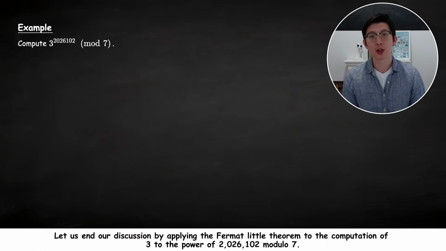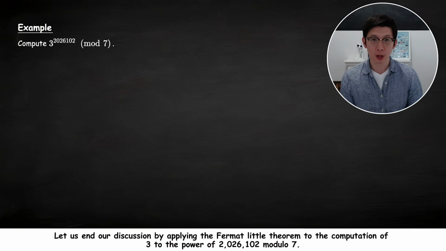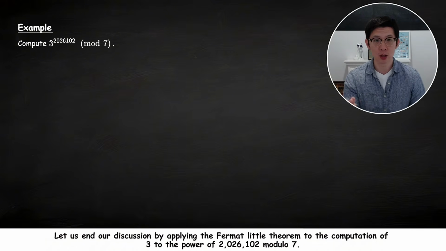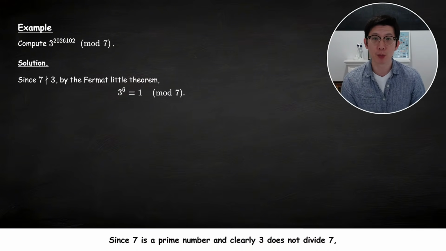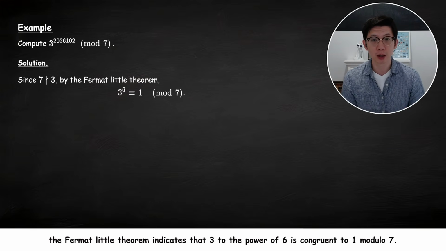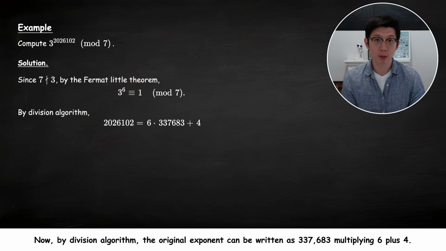Let us end our discussion by applying Fermat's little theorem to the computation of 3 to the power of 2,026,102 modulo 7. Since 7 is a prime number and clearly 7 does not divide 3, Fermat's little theorem indicates that 3 to the power of 6 is congruent to 1 modulo 7. Now, by division algorithm, the original exponent can be written as 337,683 multiplying 6 plus 4.